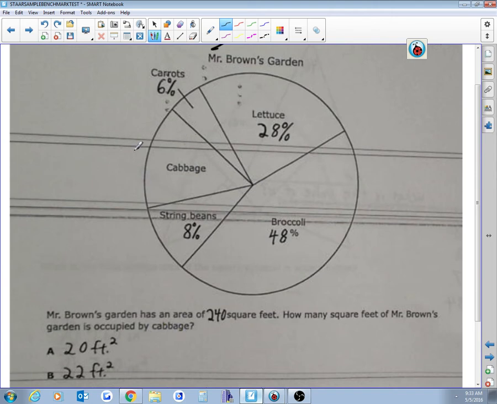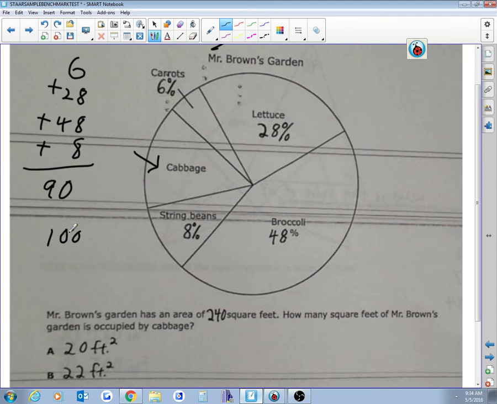So first off, we've got to figure out what percent this is. Well, we know all of these percents are going to add up to 100. So if we add these up right here, the 6 plus 28 plus 48 plus 8, we'll get 90. So these right here, the carrots plus the lettuce plus the broccoli plus the string beans, that's 90% of the circle. So this cabbage must be 100 minus 90. The whole thing equals 100%. So the cabbage has to be 10%.